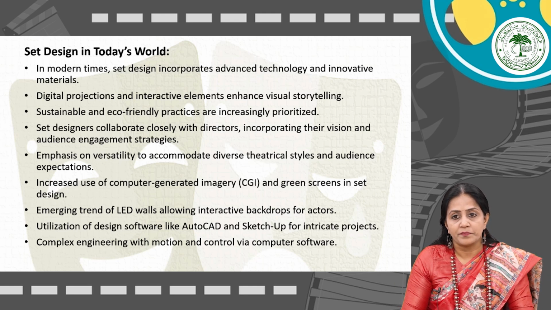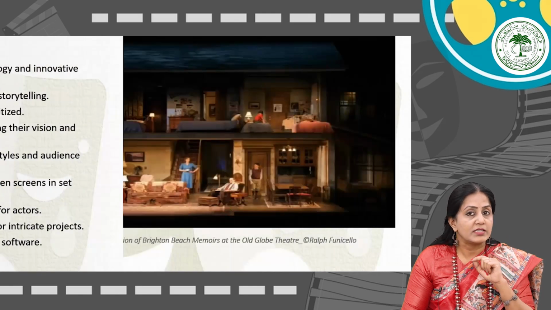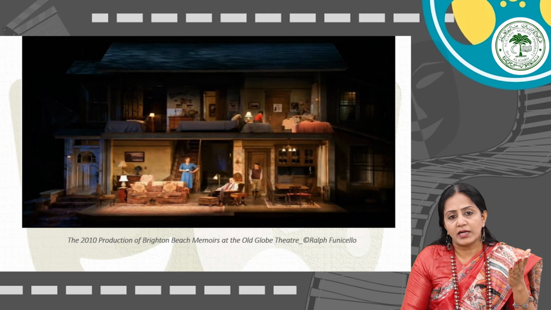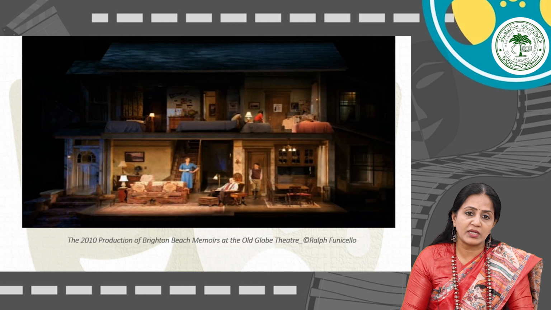It's not that. So this is one picture that gives you the example of the 2010 production of Brighton Beach Memoirs at the Old Globe Theatre. And this picture shows how even two stories have been shown on that set. A lot of technology has been used. I will not divulge what technology. I leave this for your brainstorming. Watch it, look at it closely, and keep thinking about it.